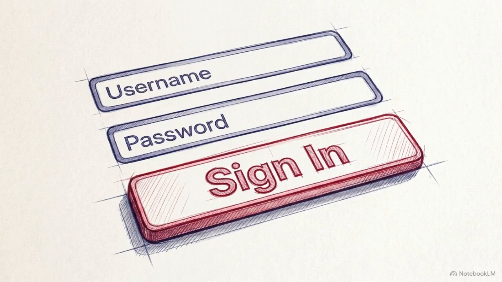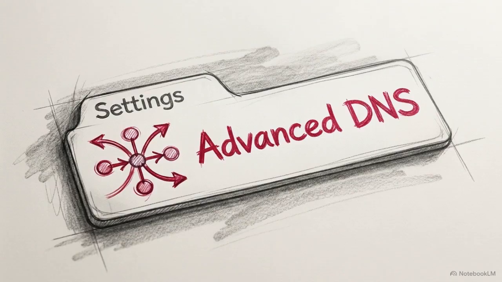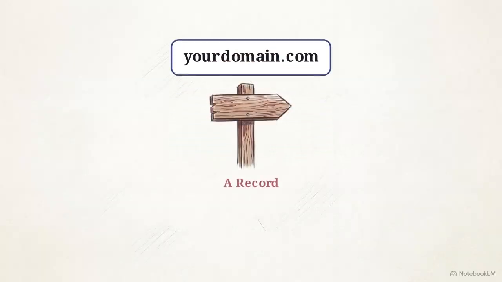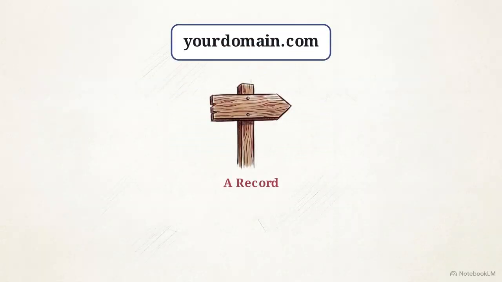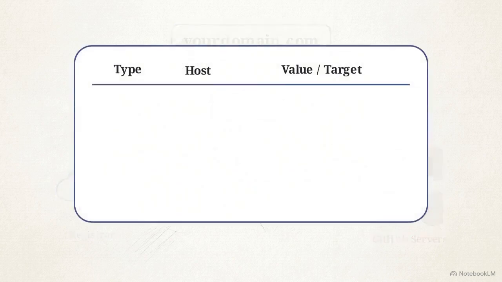Log into the website where you purchased your domain name. Navigate to the management dashboard for your specific domain and locate the section labeled Advanced DNS or DNS Settings. This visualization shows how the domain name system works. We need to create an A record, which acts as a signpost, routing internet traffic away from your registrar and directly to GitHub's physical servers.